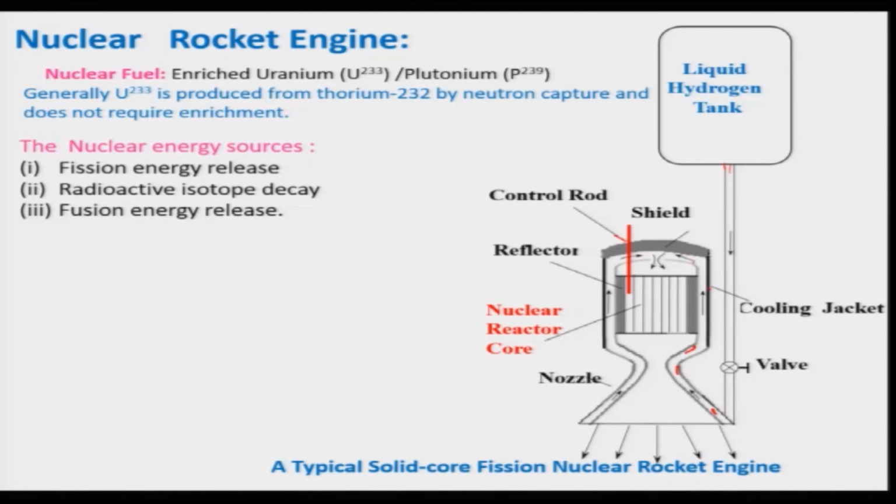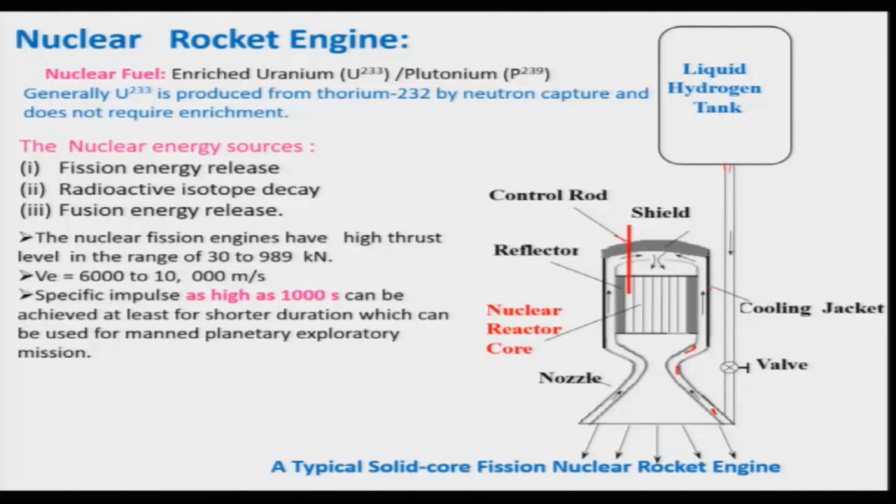And this propellant, when it passes through, will come in contact with this nuclear bed, and then the heat generated due to the nuclear fission reaction will pass to the propellant, and as a result the temperature and pressure of this propellant will be increased, and that will be expanded in the CD nozzle to produce the thrust. So, this is similar to your chemical rocket engine. The only difference is that in this case nuclear energy is utilized in place of chemical energy.